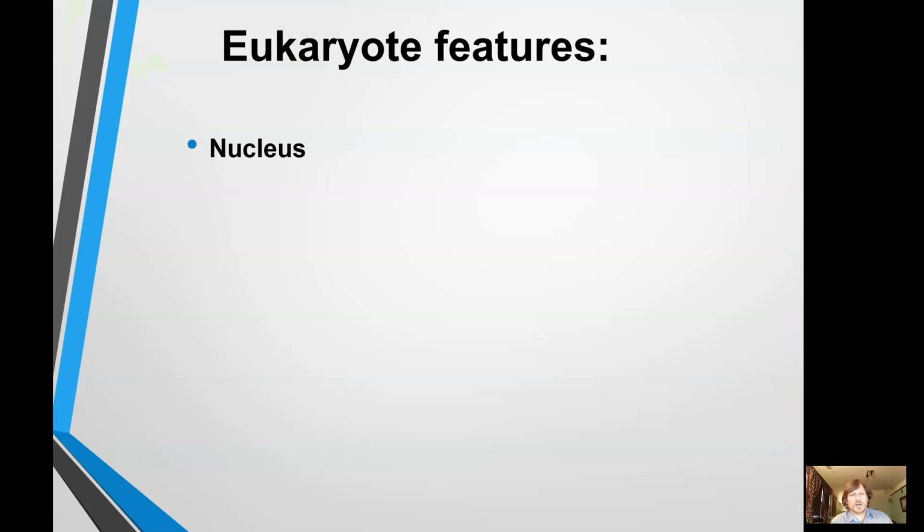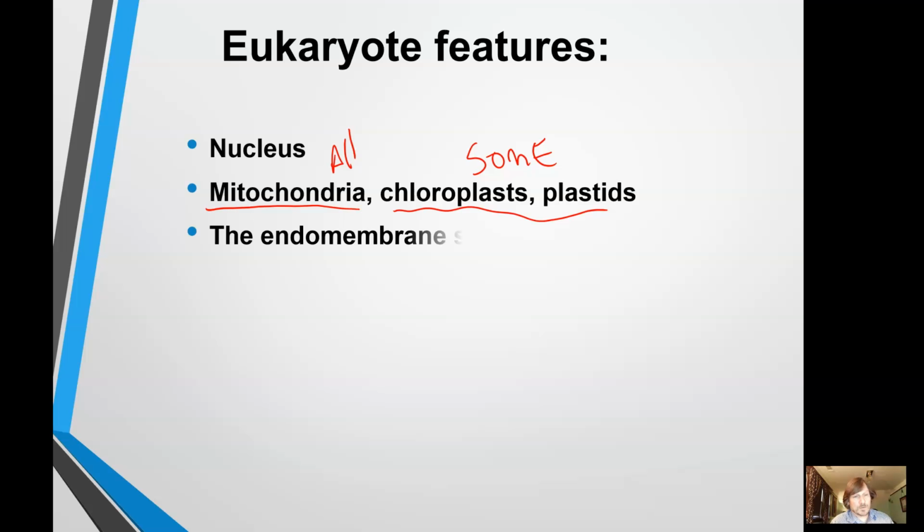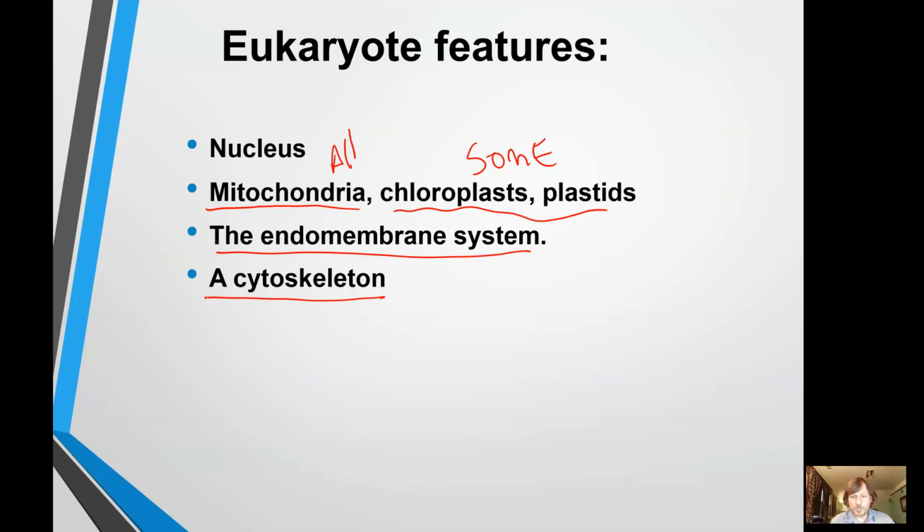And so features of eukaryotes that we want to focus in on is, first of all, they have a nucleus. They all have a nucleus. They all that exist have mitochondria. They all have that. And then some have chloroplasts, which are one type of an organelle we call plastids. Right? They all have an endomembrane system. They all have a cytoskeleton that helps pull and move things.